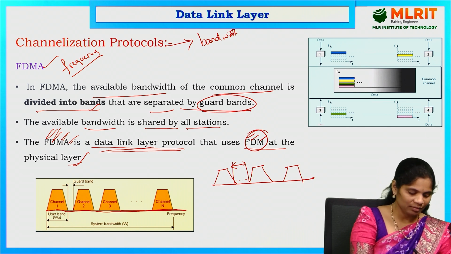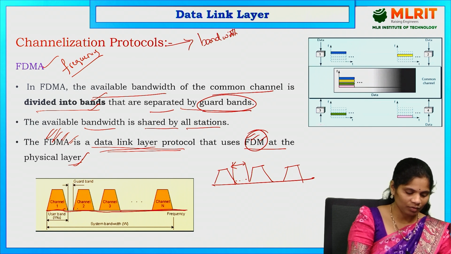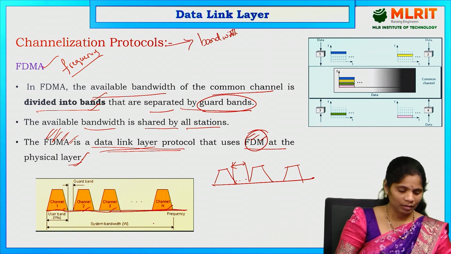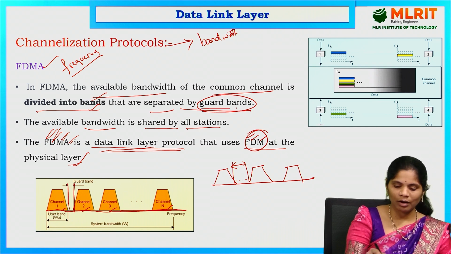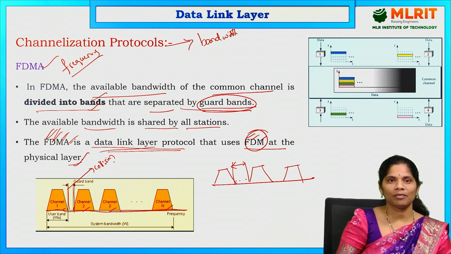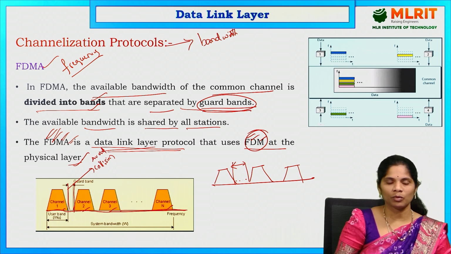See here, this is a channel. It is going to be divided into different bands. These are the bands: channel 1, channel 2, channel 3, channel N, like that. These are going to be separated by these guard bands. Why we are using these guard bands is to avoid collision between the channels. We are going to use the guard bands for avoiding the collision. This is about the FDMA.